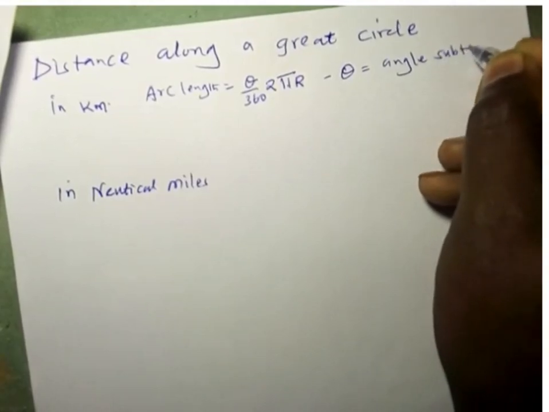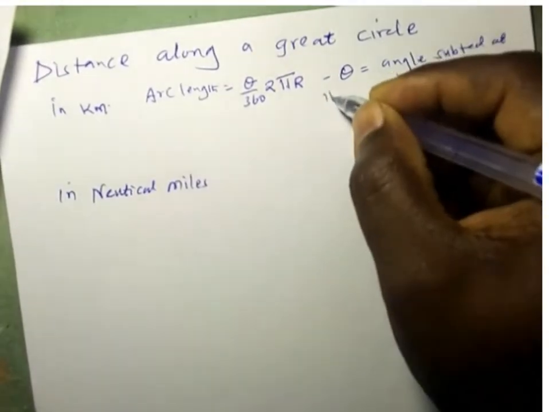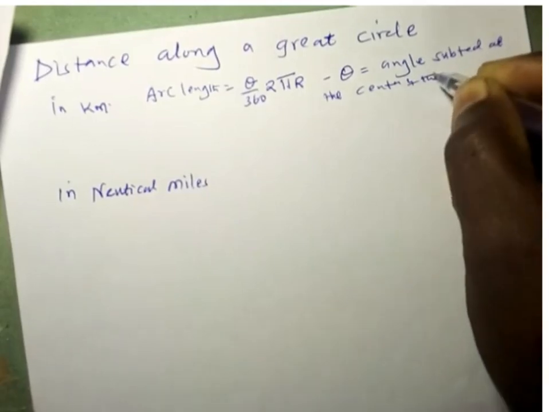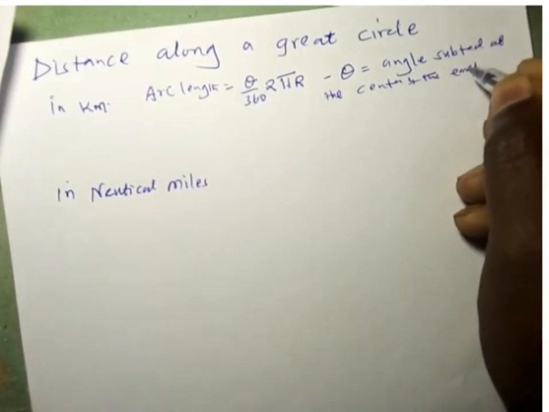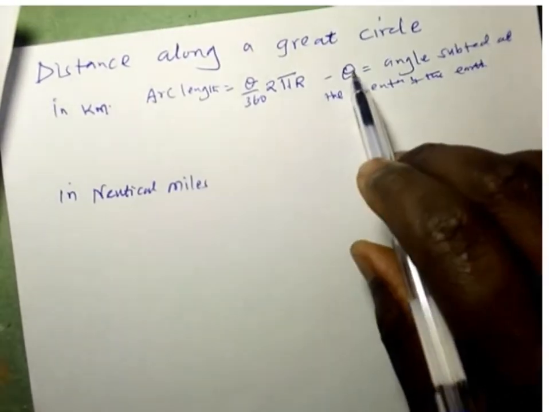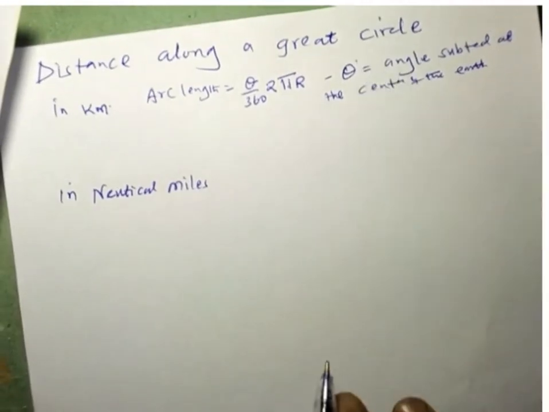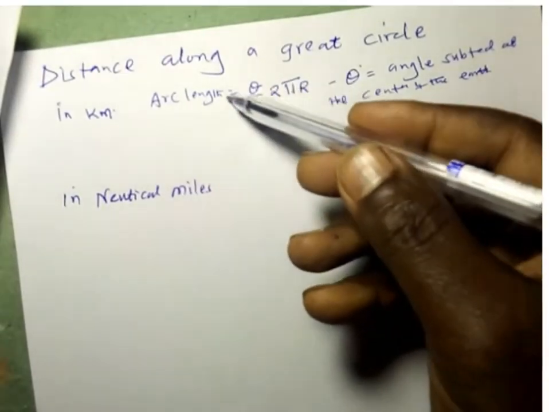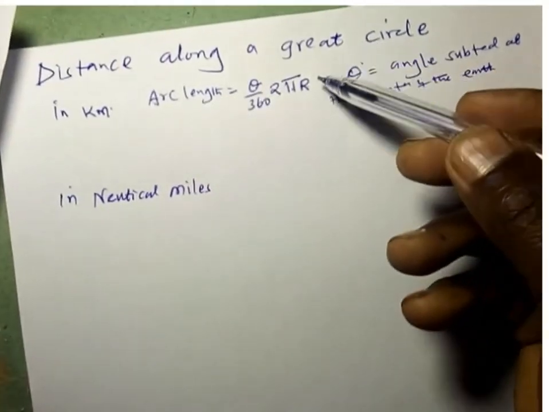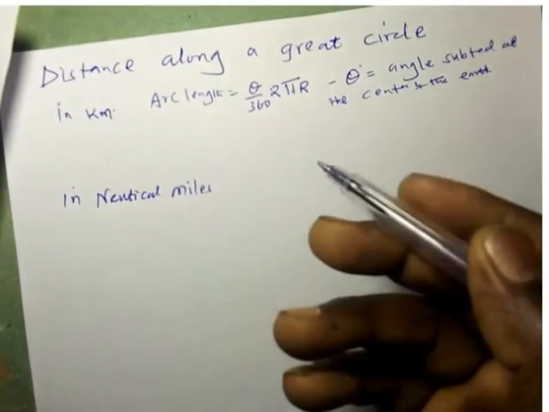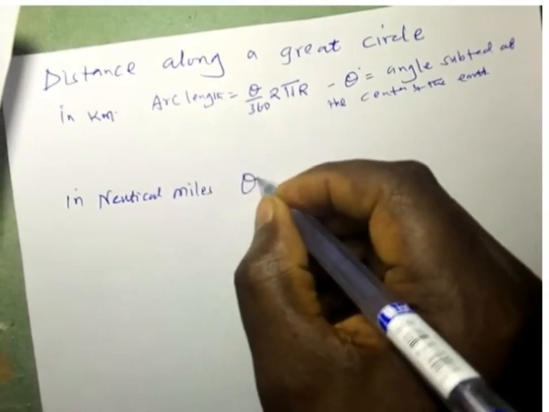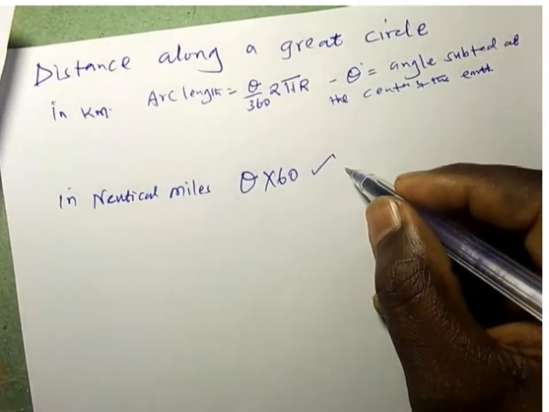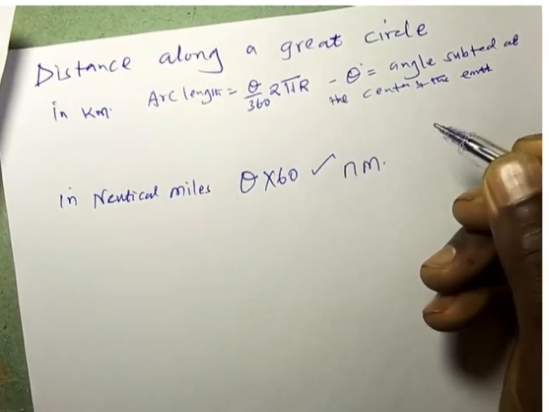subtended at the center of the Earth. I'm going to show you how to get the angle difference. So this is how you calculate the distance along the great circle in kilometers. In nautical miles, you just get theta times 60, and you are done. So this one will give us the distance in nautical miles.